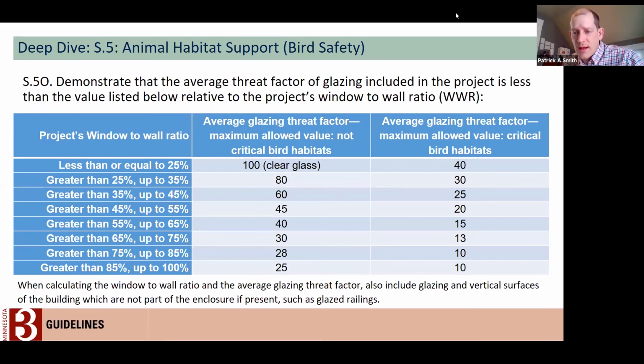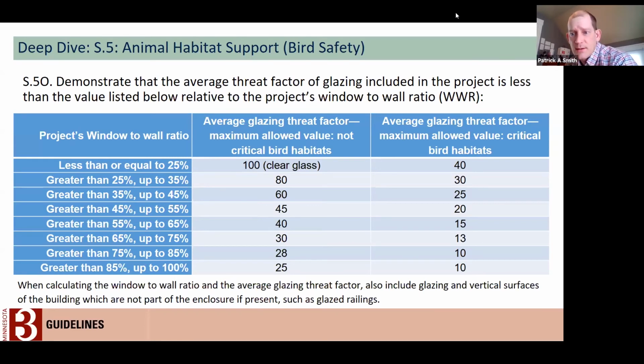If you're not in a critical bird area and you have a low window to wall ratio, you can put clear glass in. The higher the window to wall ratio, the more threat factor reduction on average you'll need to implement. Noting here that we're looking at the average glazing threat factor. So this does allow some windows to be clear if other ones are more heavily bird safed. Ideally, you've got a pretty similar application of bird safing across the building, although for this calculation, we do take a prorated or average approach.